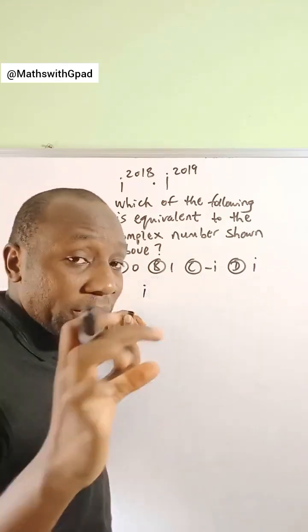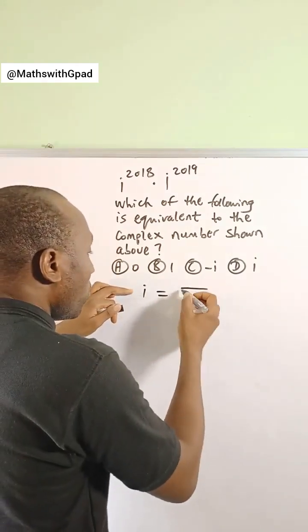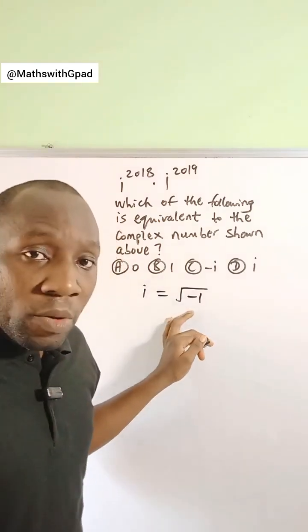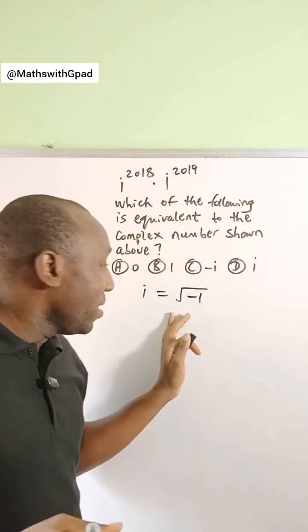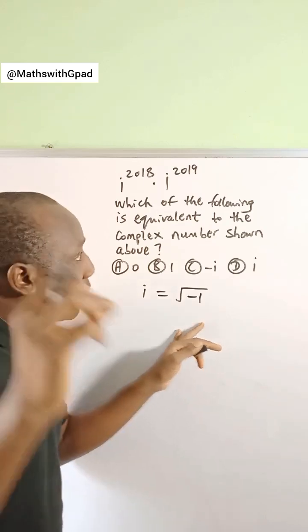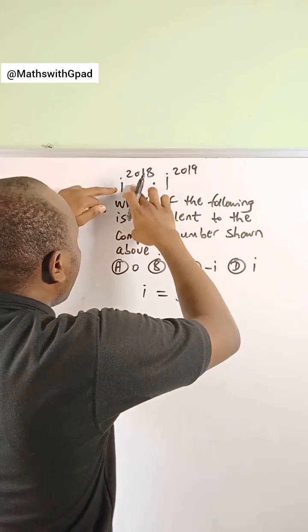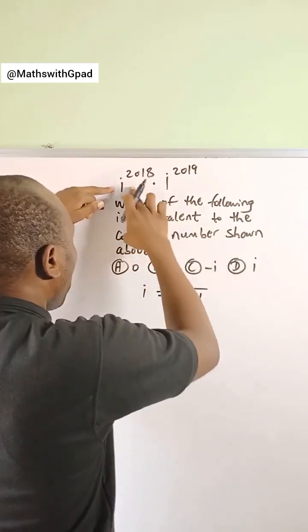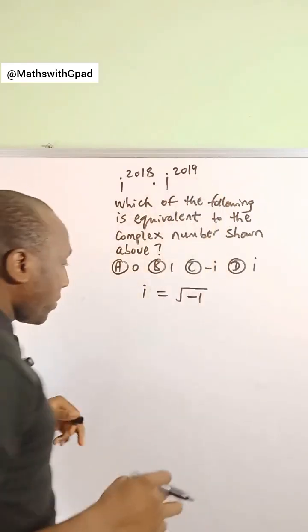i is the imaginary unit of a complex number. So i is equal to what? The square root of minus 1. Because this is not a real number, i is used to represent the square root of negative 1. This is a complex number, right? So if we decide to work this out, we want to get the result of this, and of course the answer is here. Let's see which one is equivalent to this.